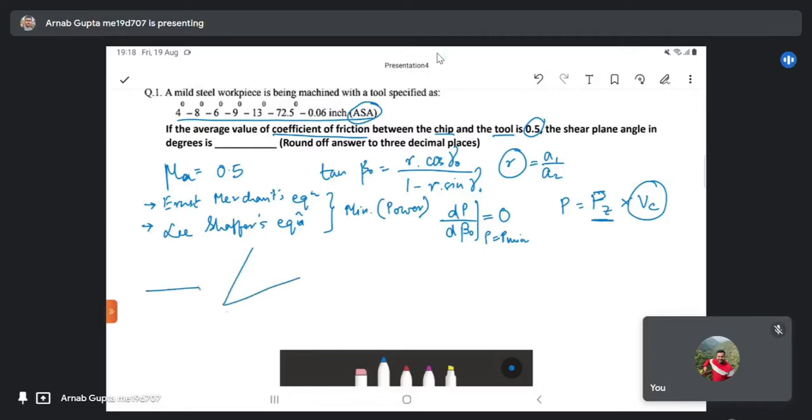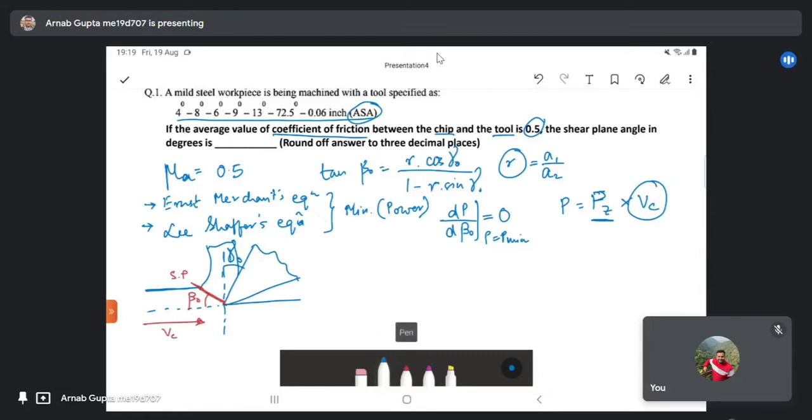Beta naught is nothing but the shear plane angle. Suppose this is the material, this is the tool attacking the material here. This is the uncut layer of the material. This is the chip that is getting separated out after the turning operation, or the machining operation, has happened. This is gamma naught, the orthogonal rake angle. This particular angle here, along which the shearing is occurring, is the shear plane, and this angle is beta naught, the shear plane angle. Cutting velocity is the relative velocity between the tool and the workpiece.